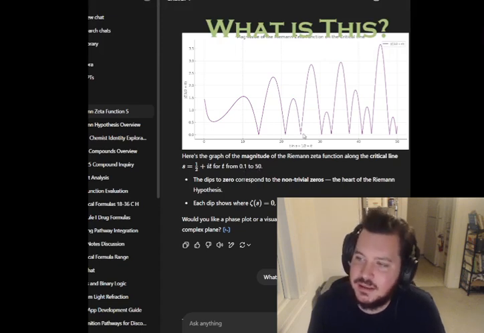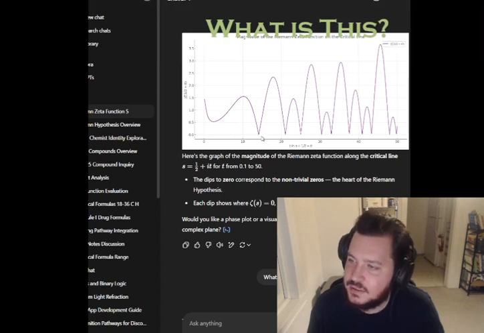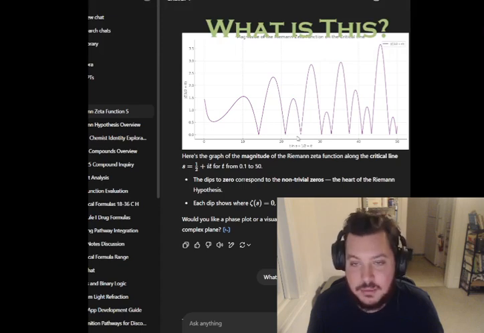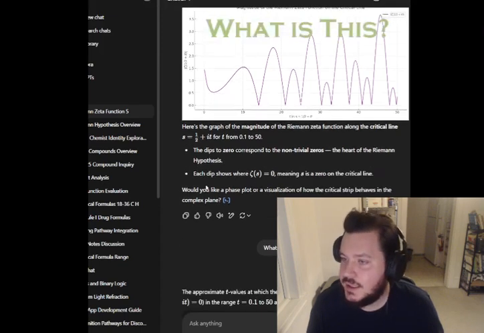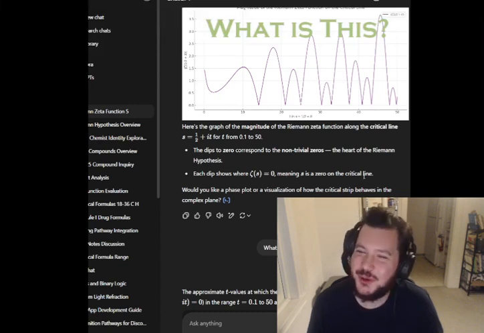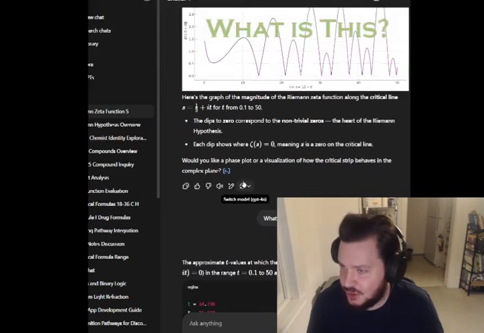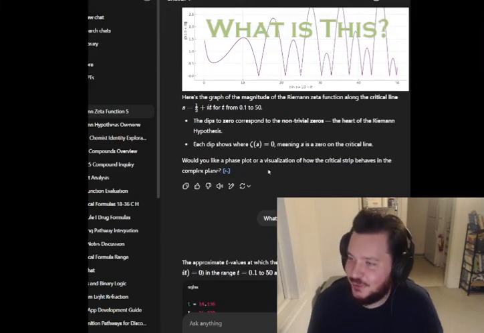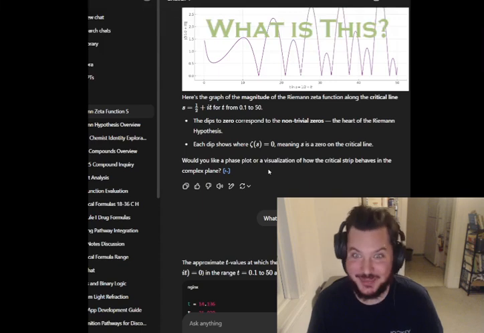So this gave me a little insight. Yeah, these non-trivial zeros are scattered around here. We know it was 14, 21, and 25. What else was it? Each dip shows where zeta(s) equals 0, meaning s is a zero on the critical line. Would you like a phase plot or a visualization of how the critical strip behaves in the complex plane?